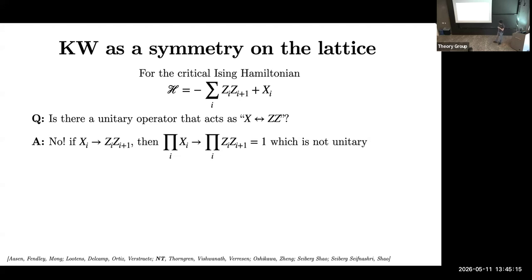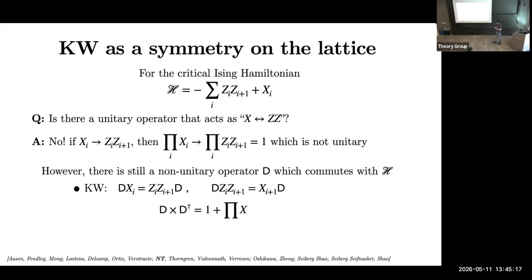But we can compromise that a bit. It turns out that there still is a non-unitary operator which commutes with the Hamiltonian and does the job. So instead of conjugating my operator X by this non-unitary operator D, this D has no inverse anymore. What I'm going to say is I'm going to push X through to the other side of D, and there is an operator for which X pushes through and becomes ZZ on the other side. And I'm going to show you using pictures how we can draw such an operator diagrammatically.